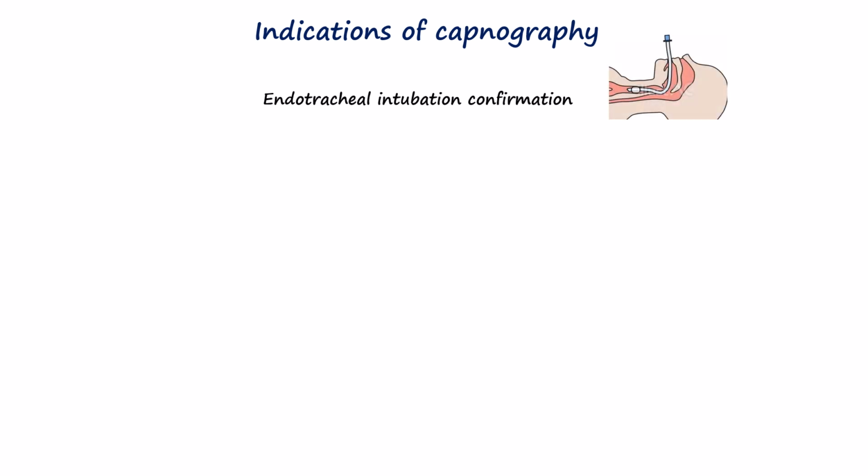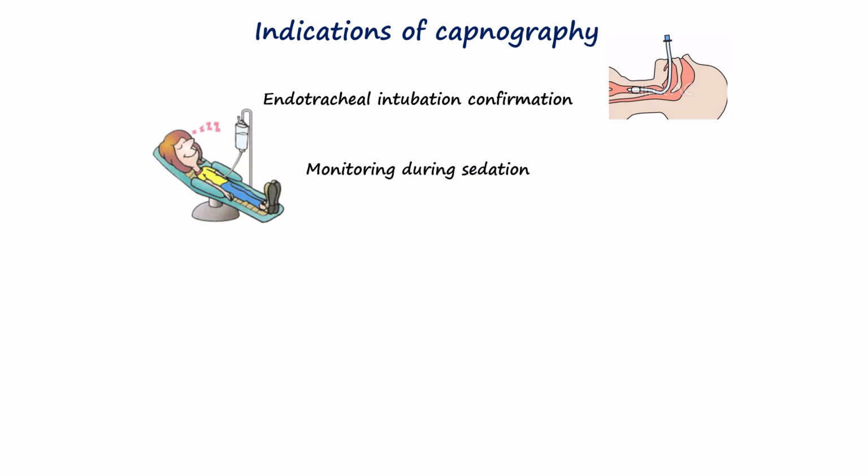Now let's look at some clinical indications of capnography. Capnography has several important clinical indications. It is used during endotracheal intubation to confirm proper placement of endotracheal tube. During procedural sedation, it provides continuous monitoring of patient's respiratory pattern.